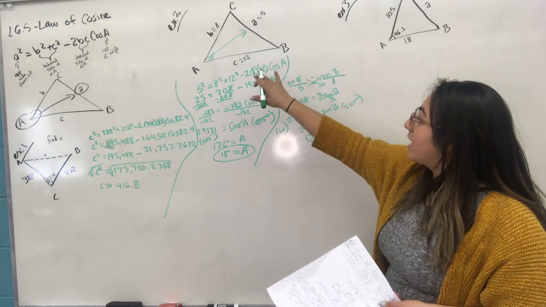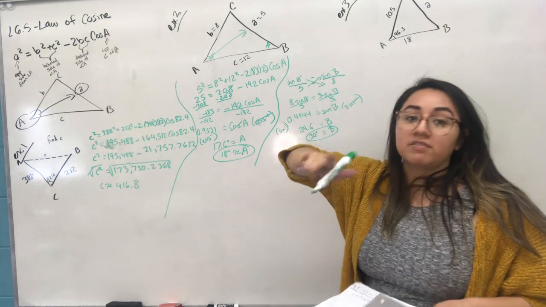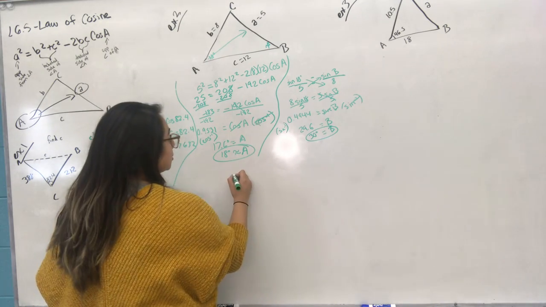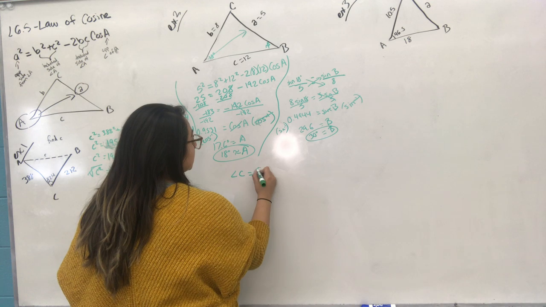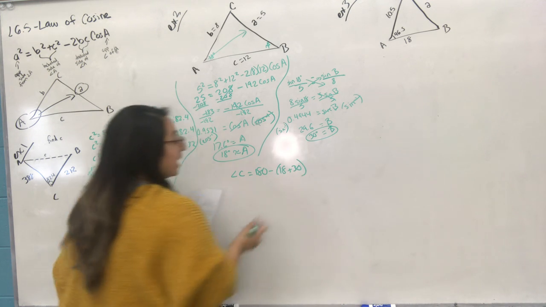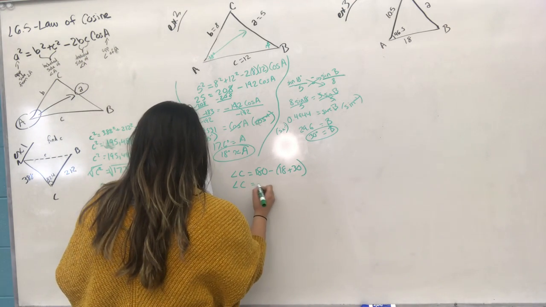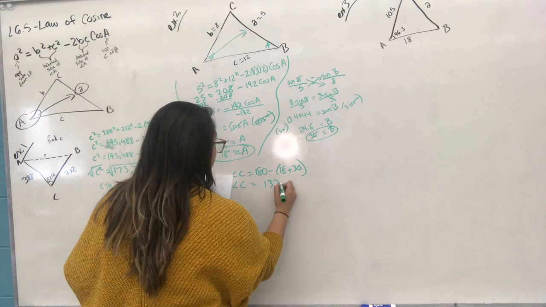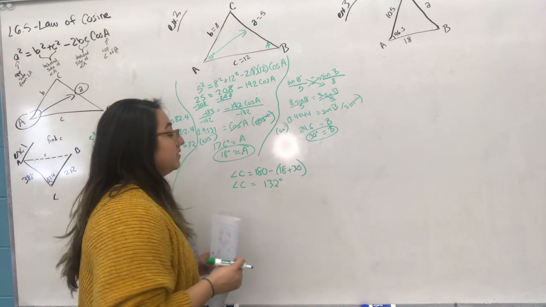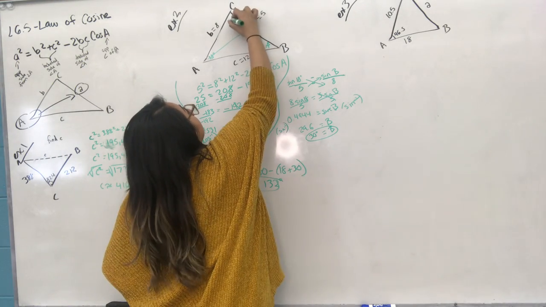Now, we have what A is, we have what B is, and for C, we don't have to use the law of sine or the law of cosine. We can just add those two angles together and subtract the sum from 180. That gives us our measurement for angle C, and that's about 132. The book has 133. Again, they're similar. I'm completely fine with one decimal place off.